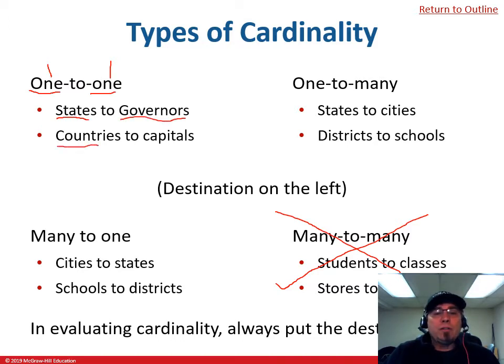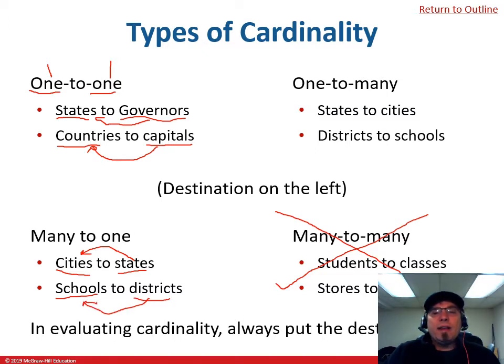You have one country to one capital. So again, even though I read it left to right, if I were to do this join, the governors are being appended onto the states. The capitals are being appended to the countries. All right. Then you have what's called many to one. So I have many cities to one state, or many schools to one district. All right. Even though, like I said, the data is going in the other direction. So the states would be appended to the cities, the districts would be appended to the schools.